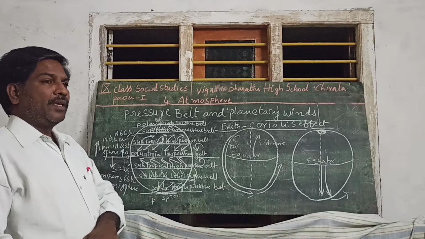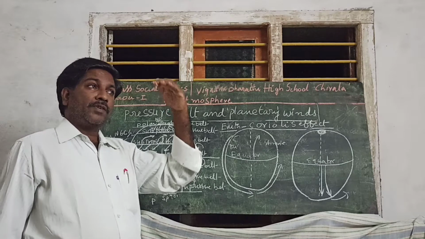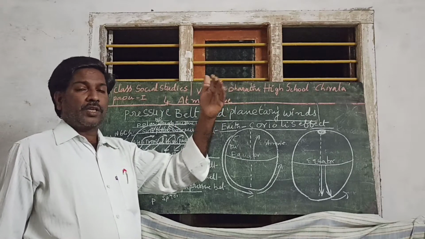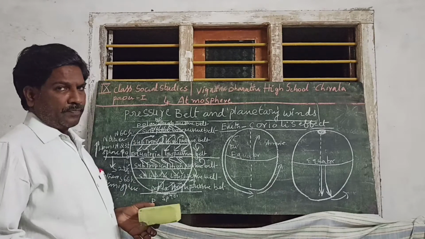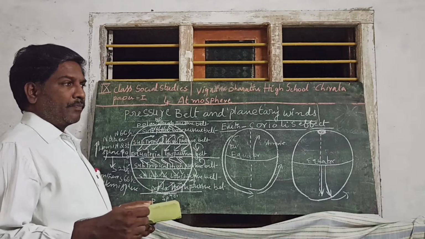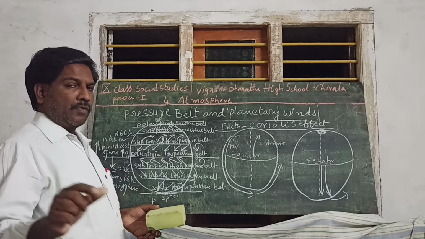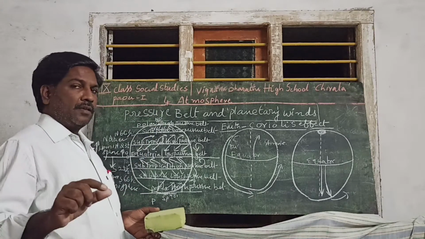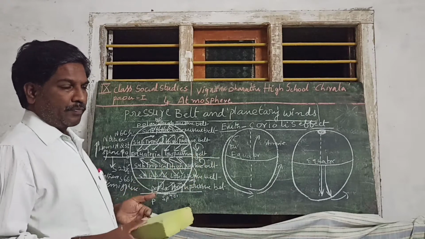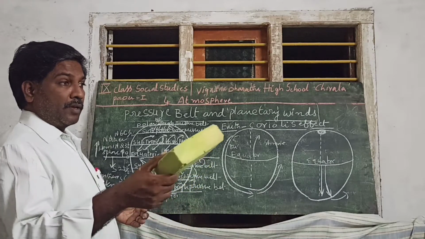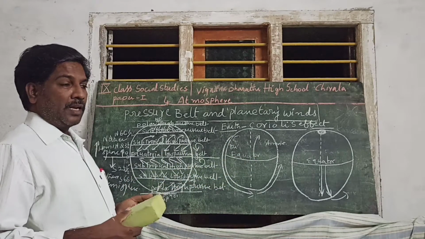So the breeze is coming from the surface of the water, from the ocean area to the surface of the land. This is called wind. The air is blowing from the surface of the ocean to the surface of the land. So this is called wind blowing. The breeze is coming from the surface of the ocean towards the surface of the land.